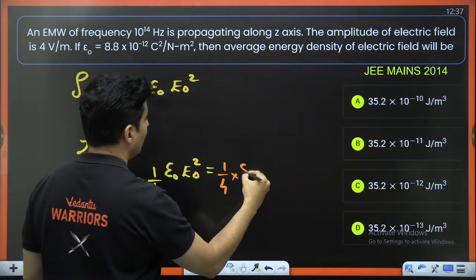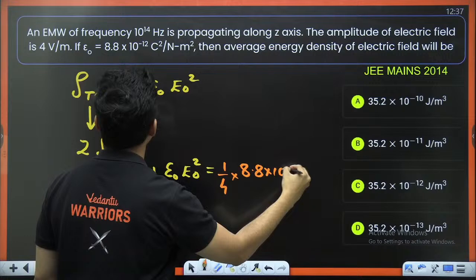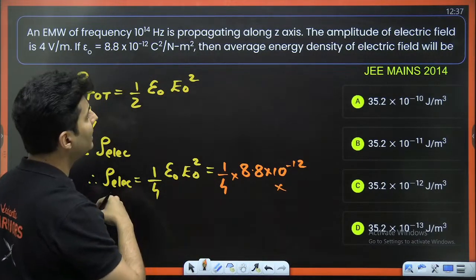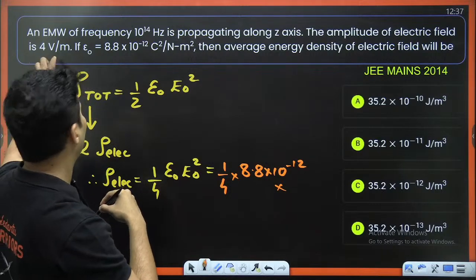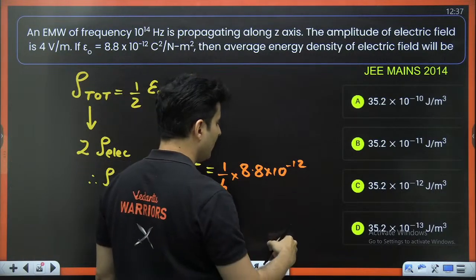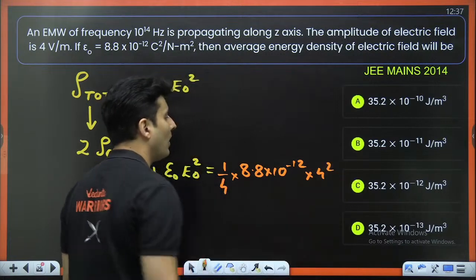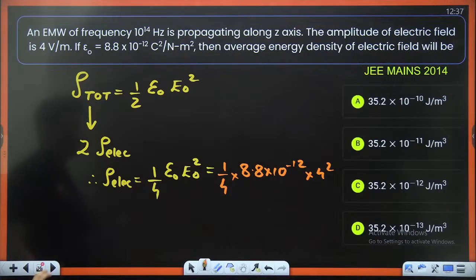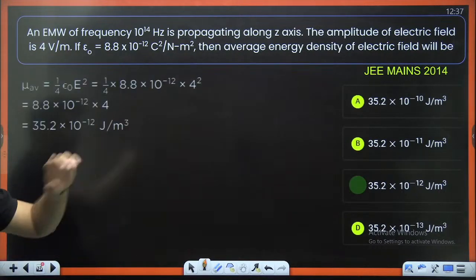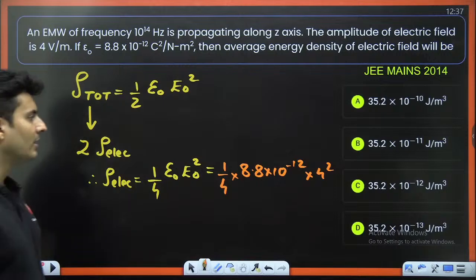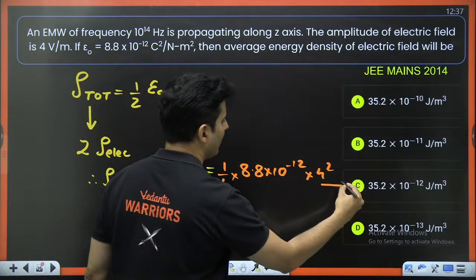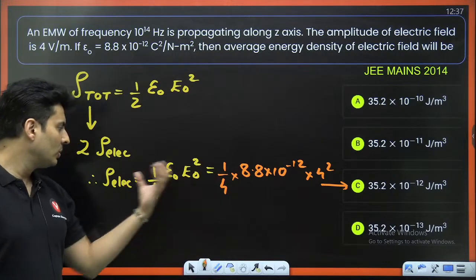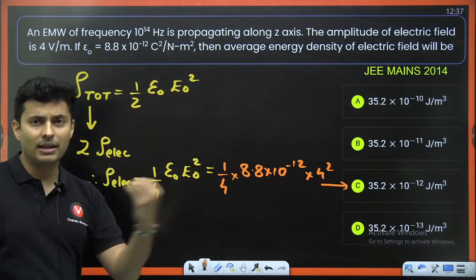Permittivity is 8.8 into 10 to the power minus 12, into the maximum value of the electric field, amplitude is 4. So basically into 4 square. So one of the 4 will get cancelled. 4 into 8.8 and you have 10 to the power minus 12. You should get 35.2. Yes, close to that. Very nice. See if you get the answer as option C, 35.2 into 10 to the power minus 12 joules per meter cube. This is energy density.